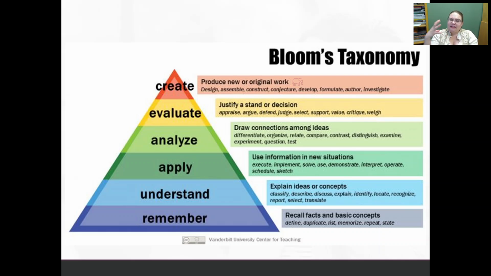The last and final level is create. And when we talk about create, this is really about producing a new or original work. And so this is where you would design, assemble, construct. This is where you would develop or formulate or even investigate a topic.